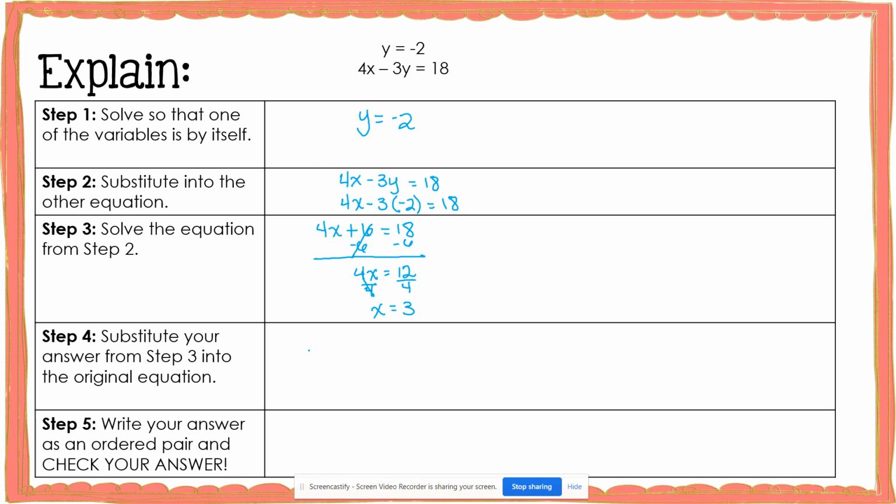Well, at this point, we normally would substitute this back in so we could find y. But we know y, so we're not going to do this step. What we now know is that x is 3 and y is negative 2.